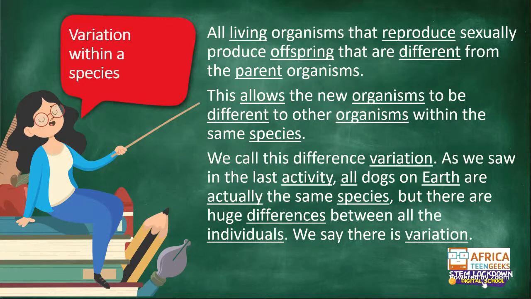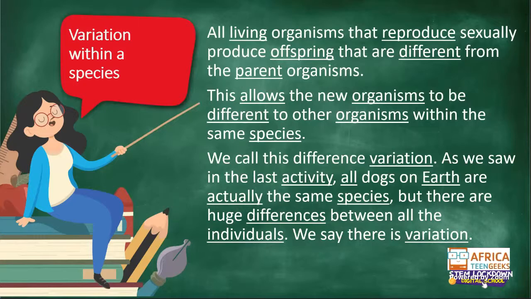But if you look at something that reproduces asexually, then it is going to be almost an identical copy. The offspring will be almost identical to the parent because there is only one set of cells, DNA structure, that is creating the new organism. Okay, but if they are reproducing sexually, that means there are male cells and female cells, male DNA and female DNA, and those fuse or join together.